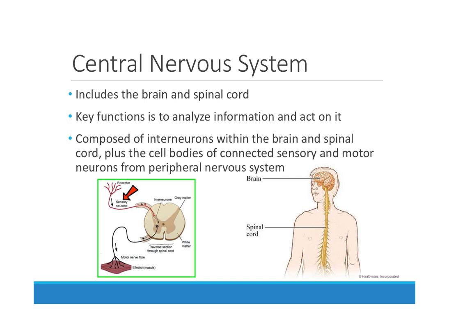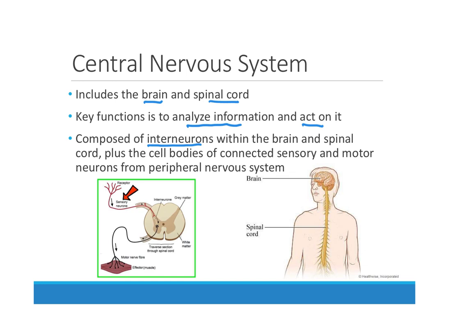So the central nervous system, of course, includes the brain and the spinal cord, and its key function is to analyze information that comes in from the sensory receptors and then act on it by sending messages to muscles and glands. Your central nervous system is composed of what we call interneurons, which are really connecting neurons, found both within the brain and the spinal cord.